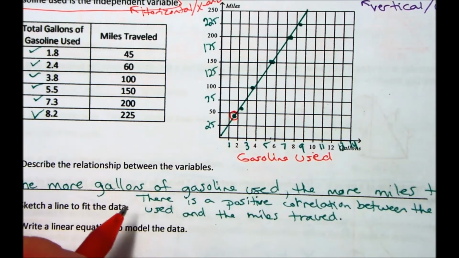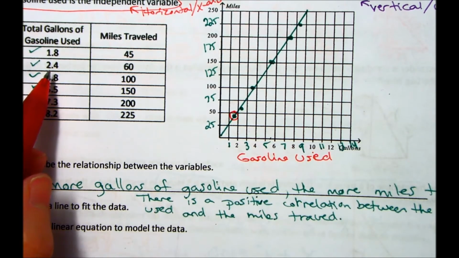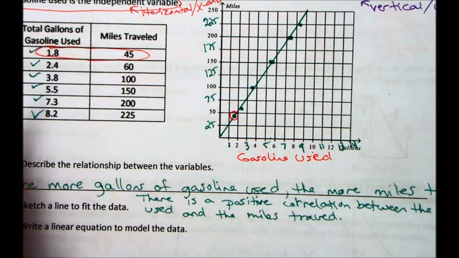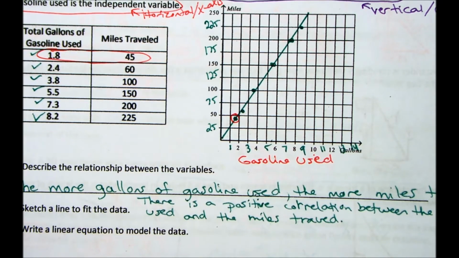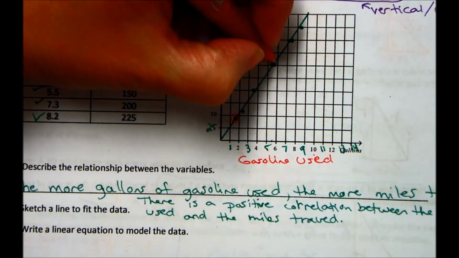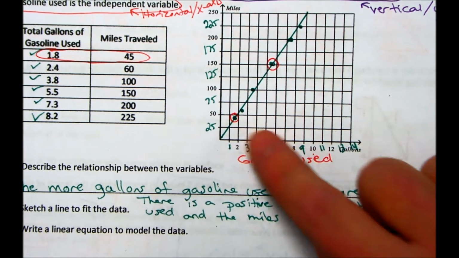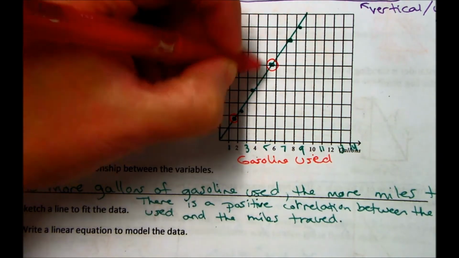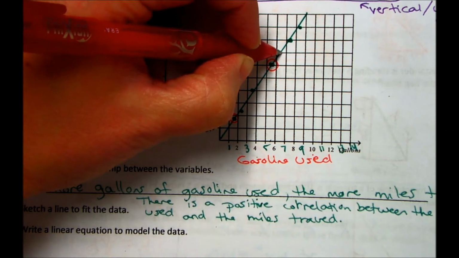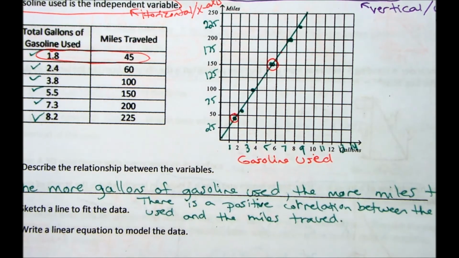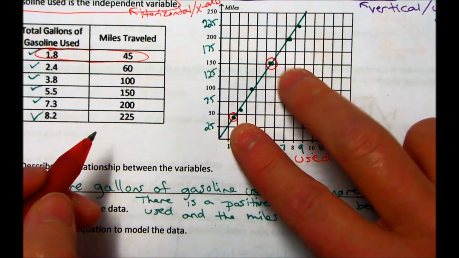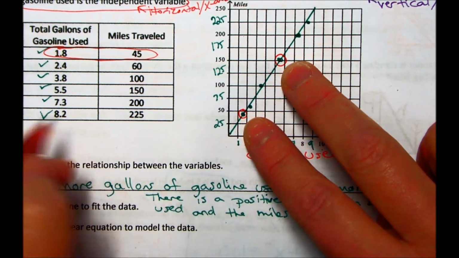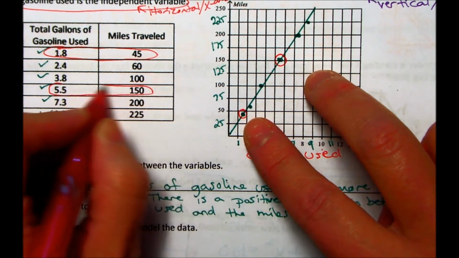That's one of my data points. That was the point 1.8, 45. So I can use that for one of my points. And let's see, I'll again use this point here. But you don't have to use data points. You could use maybe this point here or this point here. It just has to be 2 points that are on the line. But since I do have 2 points that are pretty much on my line, I'm going to go ahead and use those 2 points.